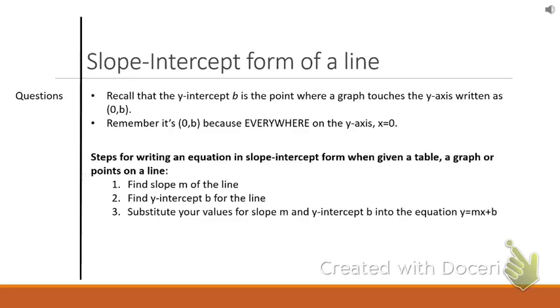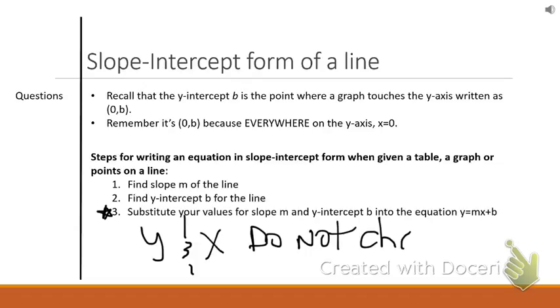Here are some steps that you can use when writing an equation in slope-intercept form when you're given a table, a graph, or points on a line. You want to first find m, the slope of the line, find the y-intercept b for the line, and then substitute your values for m and b into your equation, y equals mx plus b. Please take note, when you get to step 3, substitution, y and x do not change, because you're writing an equation. Y and x do not change. Keep that in mind.